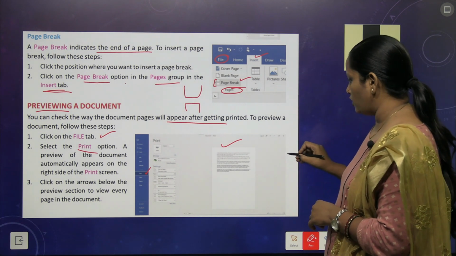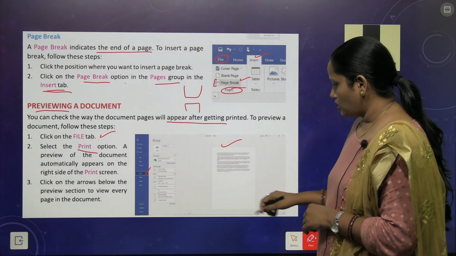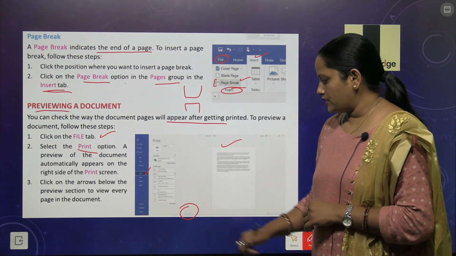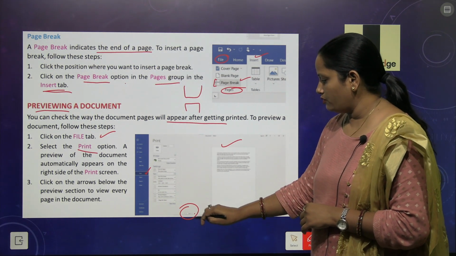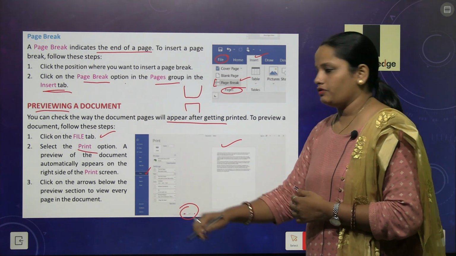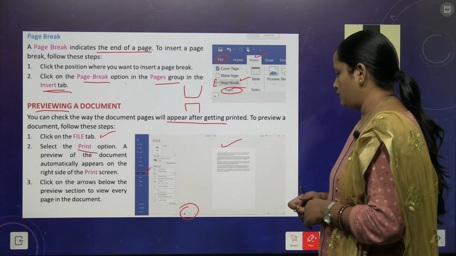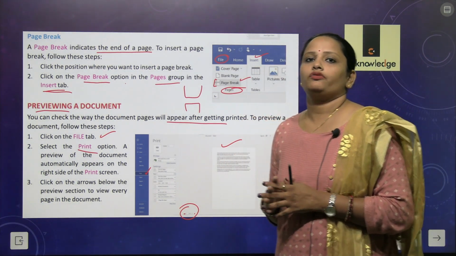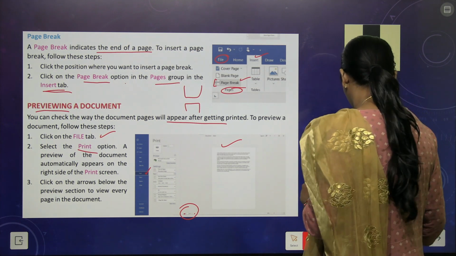So here the arrow is made, and here you can see number 1, the first page is selected. From the arrow here we can go to the next page, and from the arrow here we can go to the previous page. So this was how we can preview our document.